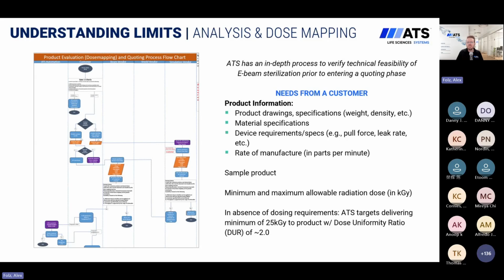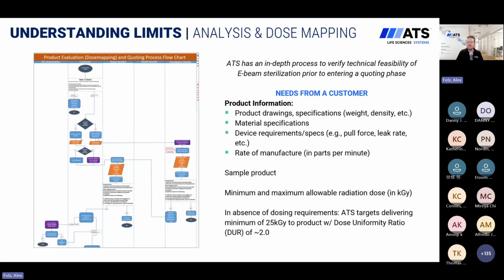Knowing that most of our limitations are product-based, ATS has developed a very thorough and in-depth process to verify the technical feasibility of a given product prior to entering a quoting phase. I don't want to get too into the weeds, but I am showing our overall process flow map on the left. Some of the needs from the customer are product information: product drawings and specs, weight, density of the overall product, as well as each of the subcomponents of the assembly, material specifications of each of those components, and any device requirements and specs. This comes back to the process specs.